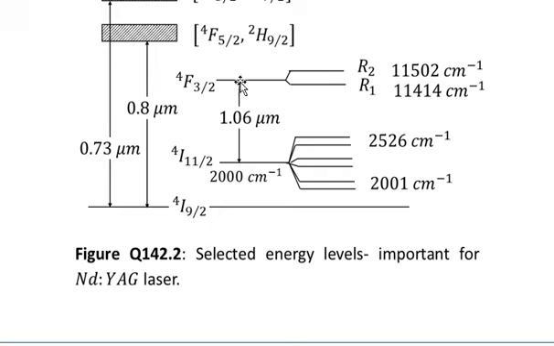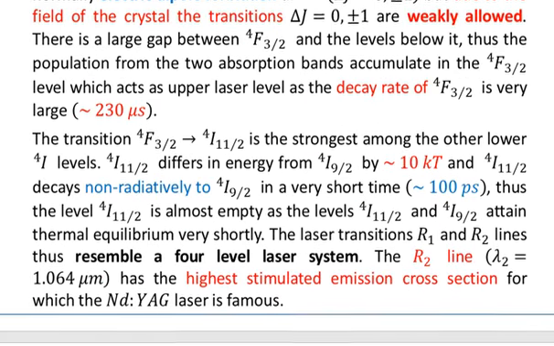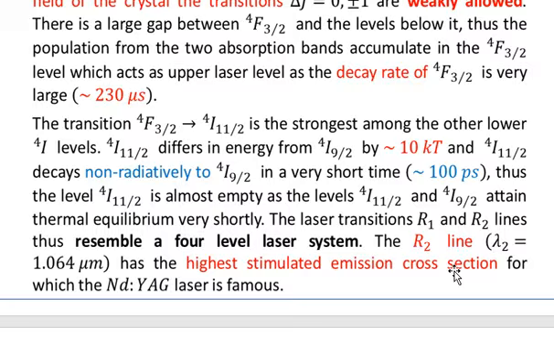So 4F3/2 is the upper laser level. 4I11/2 is the lower laser level, which is almost empty due to the non-radiative decay to the 4I9/2. So this actually resembles the four-level laser system. The laser transitions R1 and R2 thus resemble a four-level laser system.